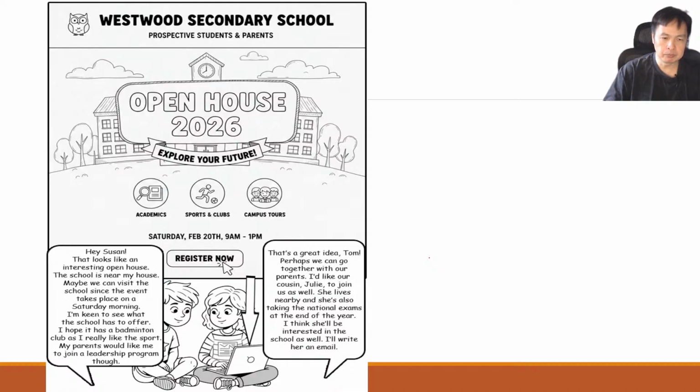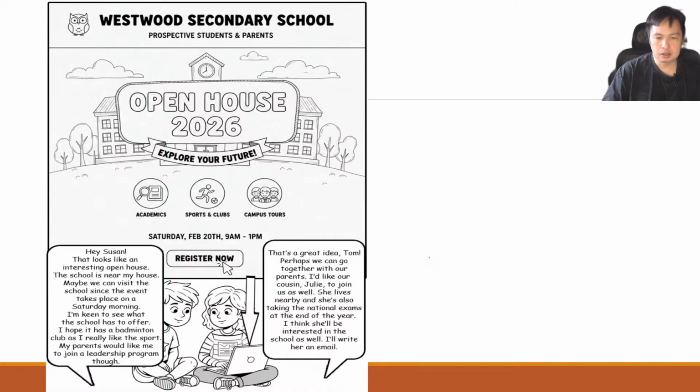All right, once again, we have 2 kids right at the bottom. And the boy was saying, "Hey Susan, that looks like an interesting open house. The school is near my house. Maybe we can visit the school since the event takes place on a Saturday morning. I'm keen to see what the school has to offer. I hope it has a badminton club as I really like the sport. My parents would like me to join a leadership program though."